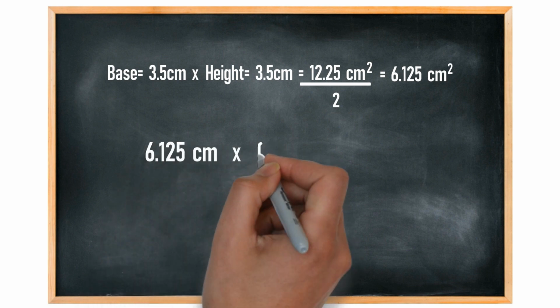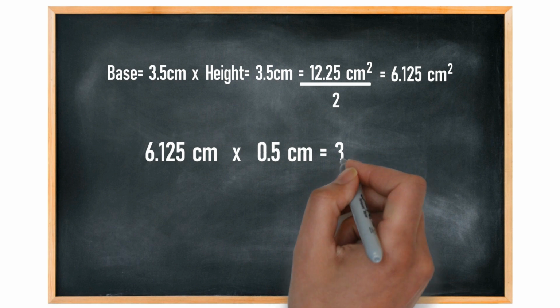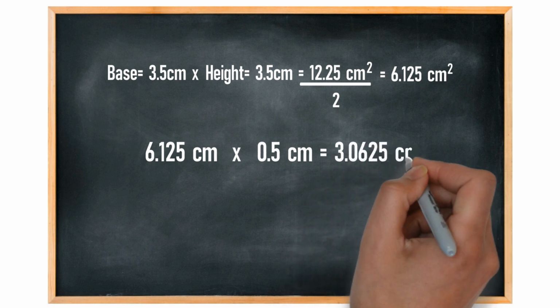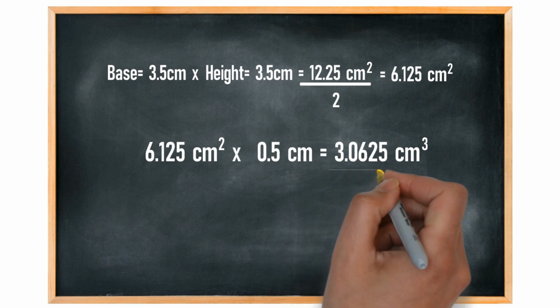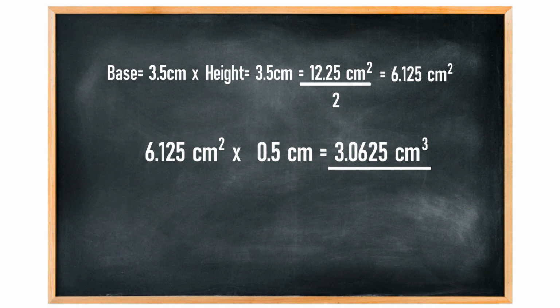Now that we know the cross-sectional area of the triangular shaped sweet is 6.125 centimeters squared, we can multiply this answer by the sweet's length, which was 0.5 centimeters, to produce the calculation as shown here. 6.125 centimeters squared times 0.5 centimeters, giving us an answer of 3.0625 centimeters cubed for the volume of the triangular shaped sweet.